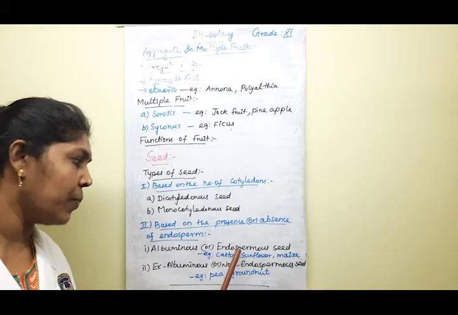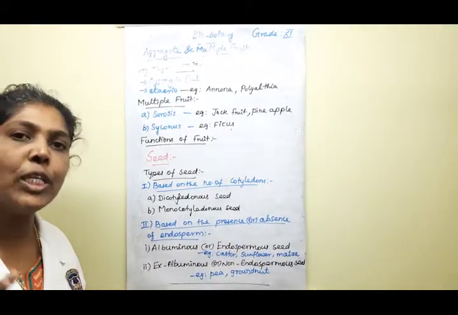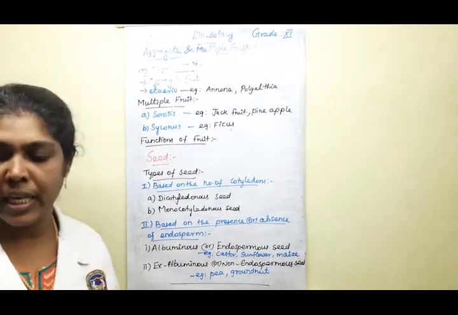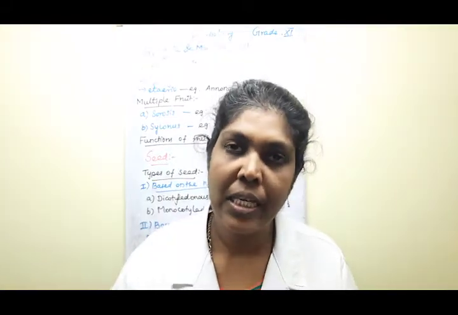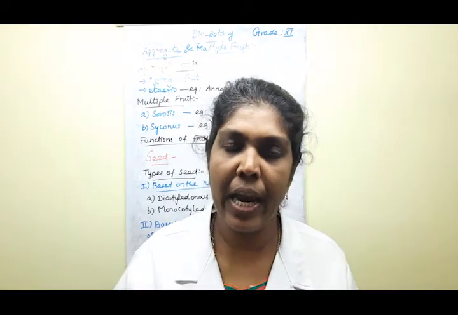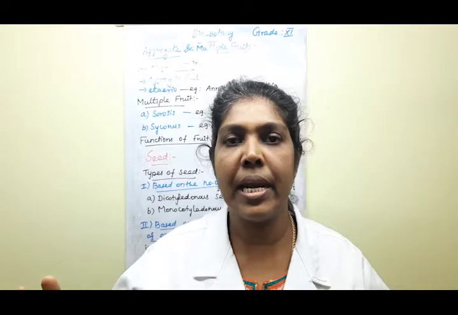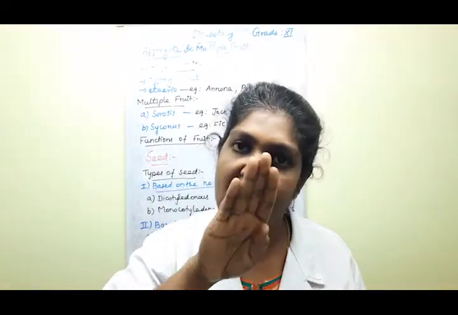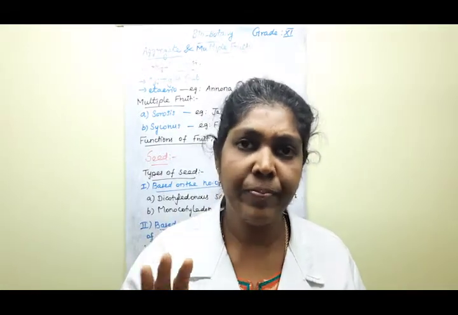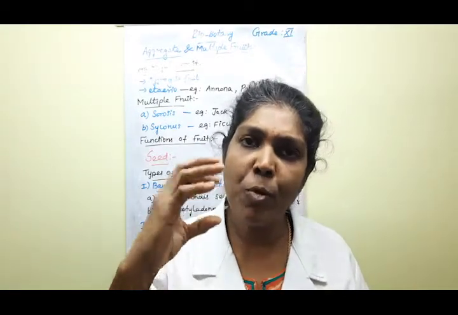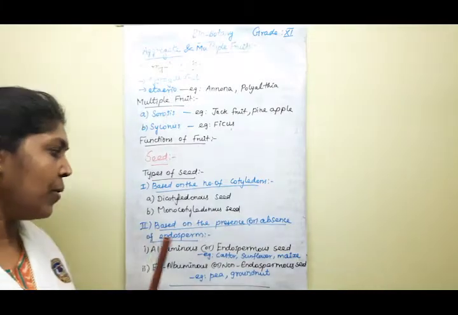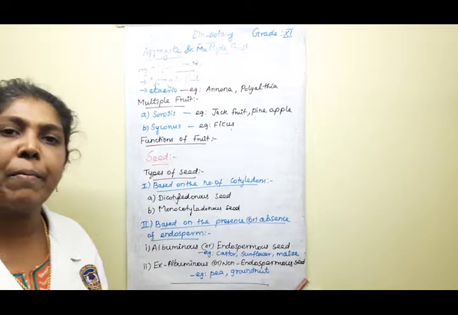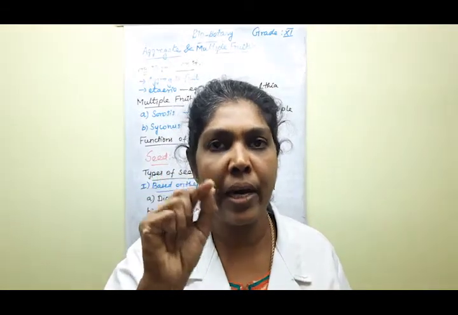Very easy points. These are the two types, children. First one, albuminous or endospermous seeds. Endospermous seeds means the seed has endosperm. Then the second type, non-albuminous or non-endospermous seeds, means the seed is without endosperm. Understood? In the first type, endospermous seeds, the endosperm is present, so nutritive tissue is present. Very good examples are castor, sunflower, and maize. These are very important examples of albuminous or endospermous seeds.